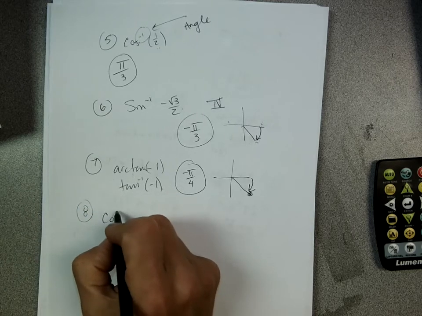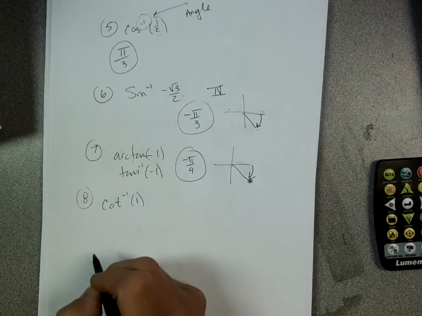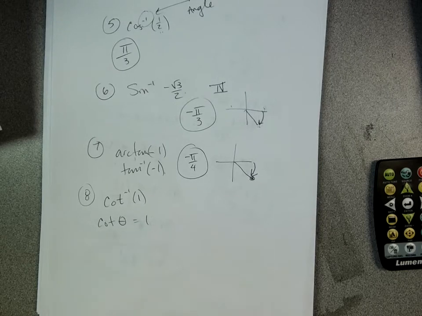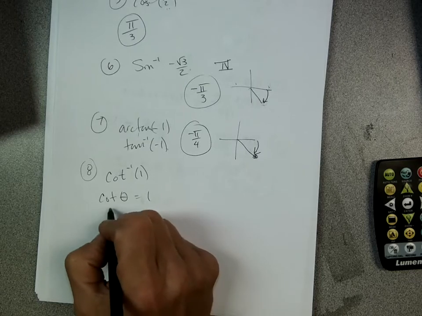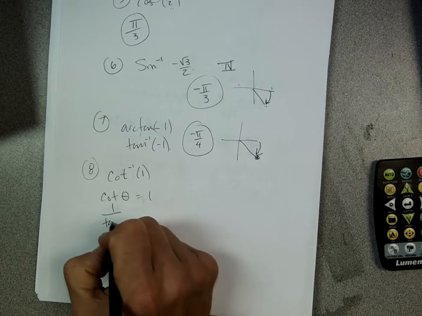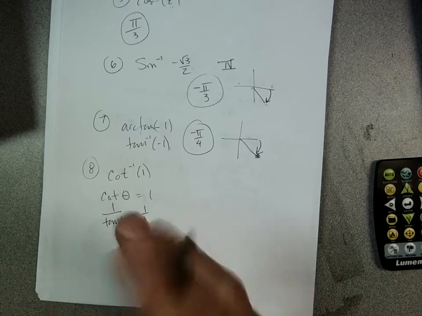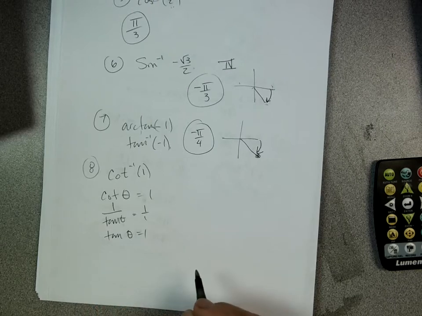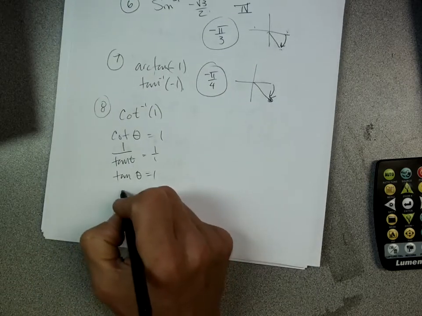So cotangent is not on the circle. So cotangent of 1 is asking the same question, saying, okay, cotangent of some angle equals 1. Well, we don't have cotangent on our unit circle. We have tangent. Cotangent is the same thing as 1 over tangent. So what I'm going to do is just make that 1 over 1, just flip it. And so I'm really looking for tangent of some angle equals 1. And, of course, that's going to happen at pi fourth, 45 degrees. But we're going to just call it pi fourth.